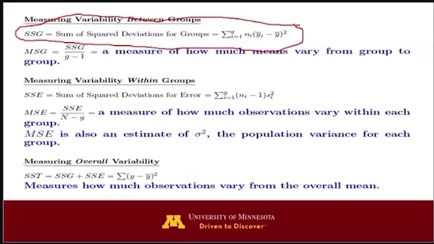If I want to get variability between, that we call SSG, the sum of squared deviations for groups. What I'm going to do is subtract the overall mean, the mean of the entire set of observations put together, from the mean of a particular group.